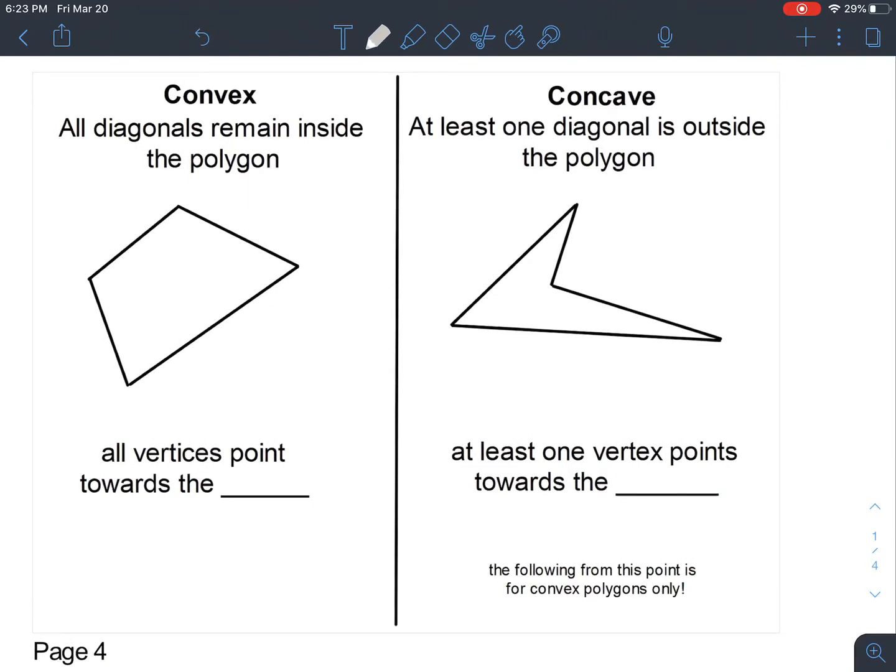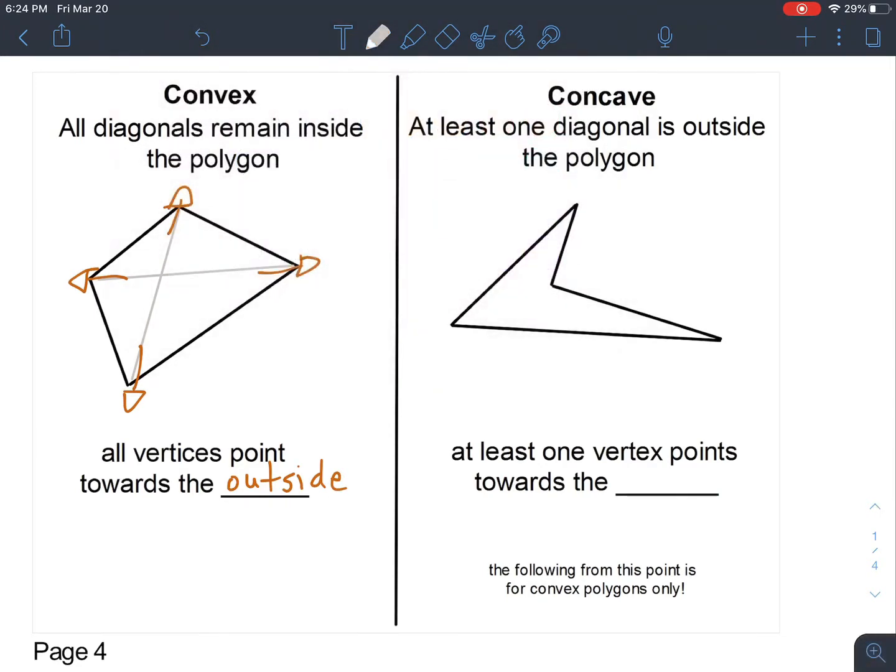Okay, so we also need to know the difference between concave and convex. Convex over here is when all diagonals must remain inside of the polygon. I can demonstrate with this here. There's going to be only 2 diagonals. There's both of them. Another fact about a convex polygon, you'll notice, is that all vertices are pointing outwards. So all vertices point to the outside.